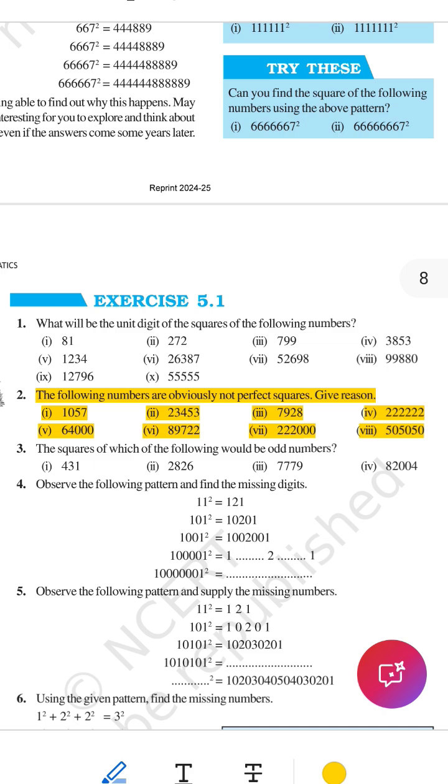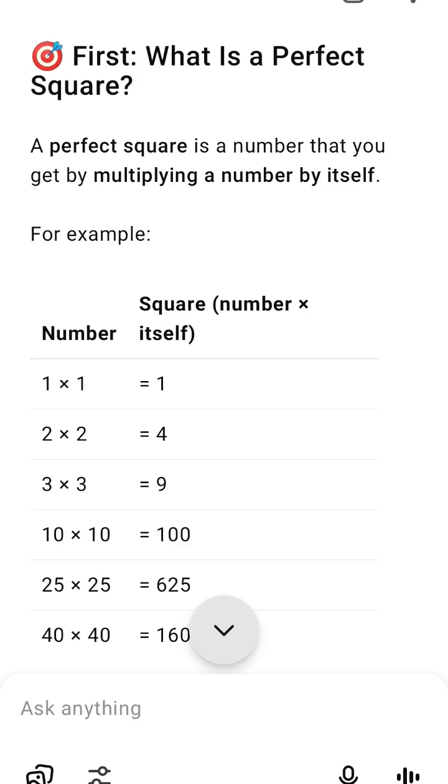Also try square roots. The square root of 64,000 is about 252.98, not a whole number. So 64,000 is not a perfect square. Reason 1: it ends in 000, not allowed. Reason 2: the square root is not a whole number.